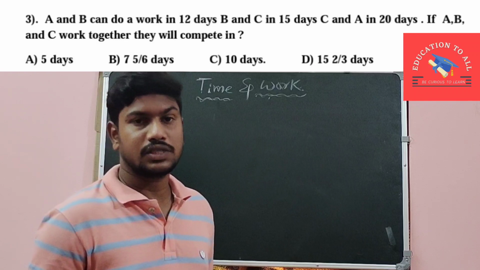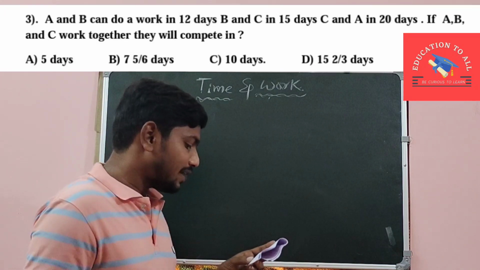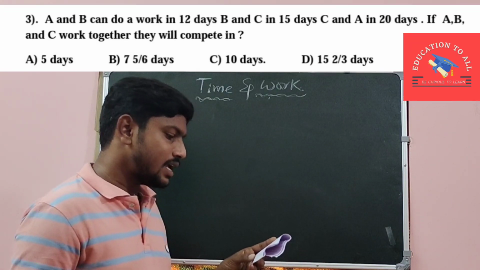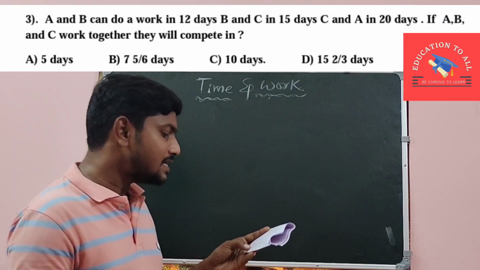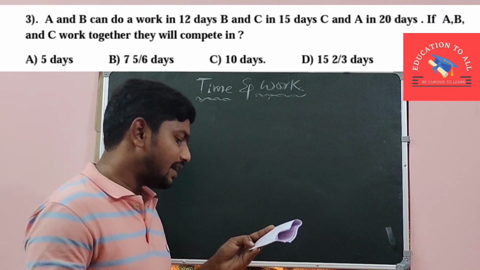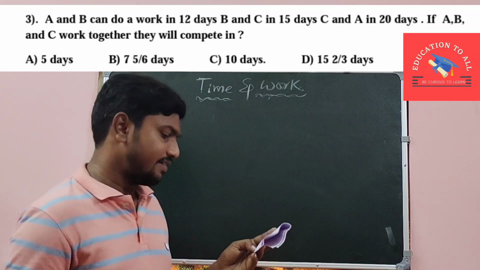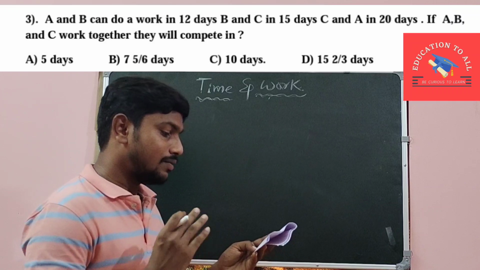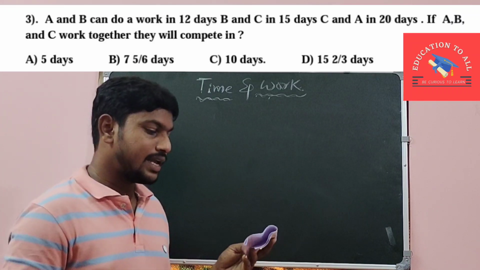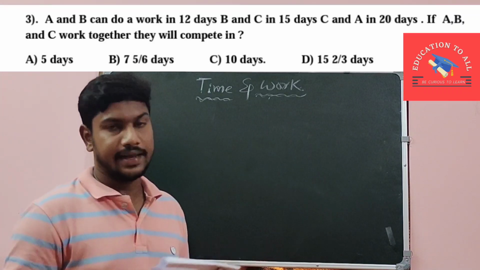Let's move to one more question. A and B can do the work in 12 days, B and C in 15 days, C and A in 20 days. If A, B, C work together, they will complete the work in option A 5 days, option B 7 5 by 6 days, option C 10 days, option D 15 2 by 3 days.